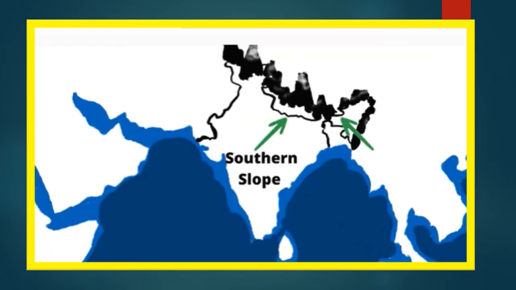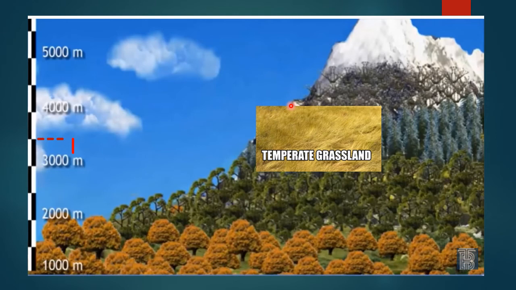So as I told you, these temperate coniferous forests are found in the southern Himalayas. So you can see here, and same little bit in the northeast of India. At higher elevations, that is between 3000 to 3500, there are temperate grasslands.